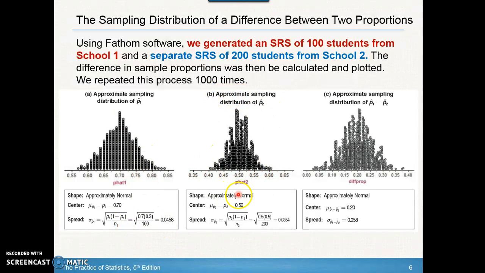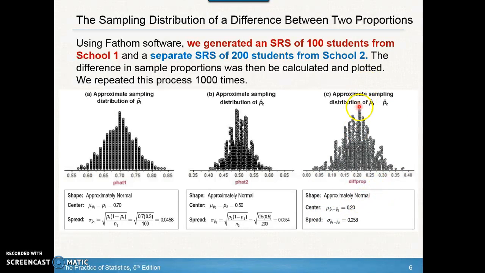This one down here is a simple random sample of 200 students from school 2. Each one of these dots is a simple random sample of 200 students, where the population proportion was that 50% did their homework. So notice p hat 1, p hat 2, and take a look at that standard deviation. For the third one, we took both of these and subtracted them: p hat 1 minus p hat 2. We subtracted the 2 sampling distributions, and this is now what our sampling distribution looks like.